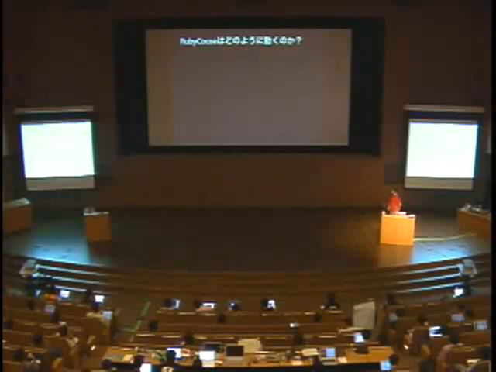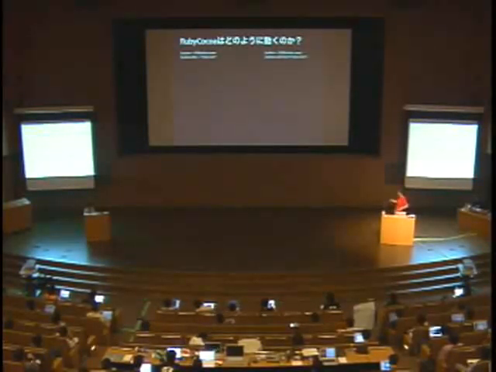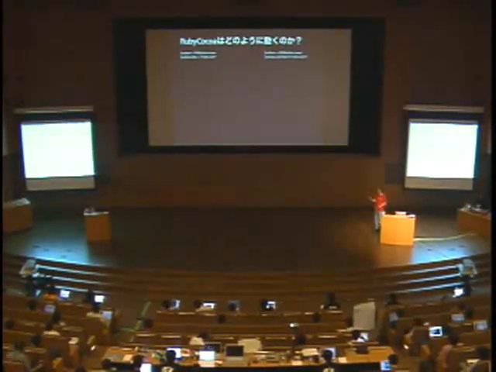So, how is Ruby Cocoa working exactly? Ruby Cocoa is a bridge between Ruby and Objective-C. So, let's say that you want to create a button and then set the title of the button. On the left, you have the Ruby code. On the right, you have the Objective-C code. You can see that both are similar, but let's just check out how it's going to work.